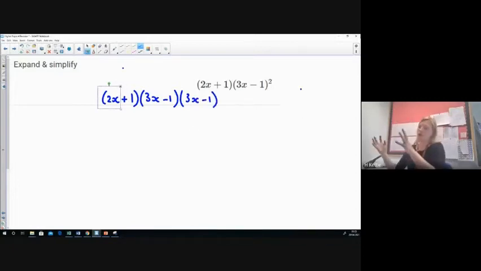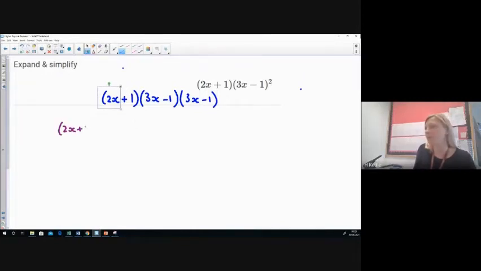Now, when Mr. Hegarty does this, he timeses out the second 2 brackets and then does the first one. I just do the first 2 brackets. It makes absolutely no difference to your answer. It's just the way I do it. It is entirely up to you. You are welcome to do it whatever way you want. But the first thing we're going to do is multiply 2 of the brackets together. So for me, I'm going to do the first 2 brackets. So I'm going to do 2x add 1 multiplied by 3x minus 1.